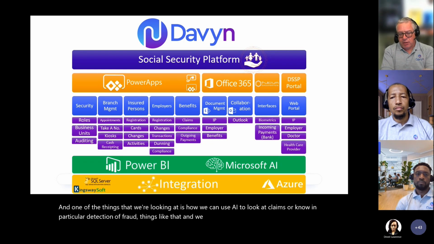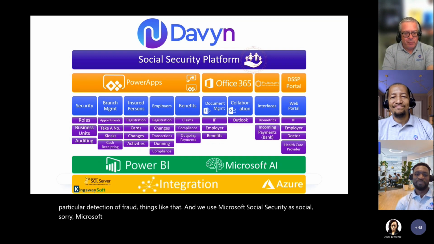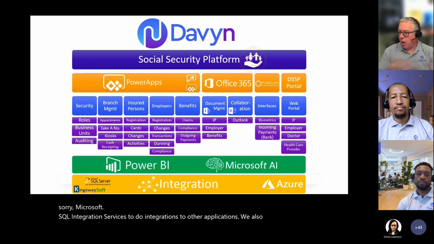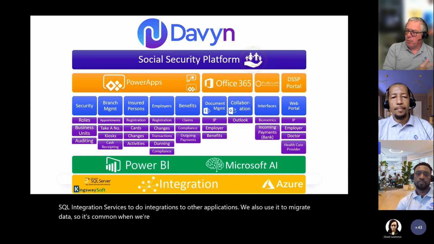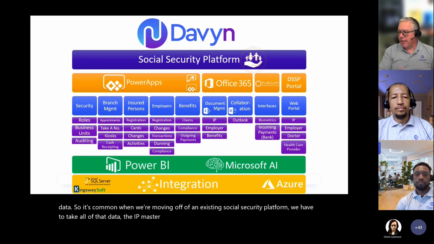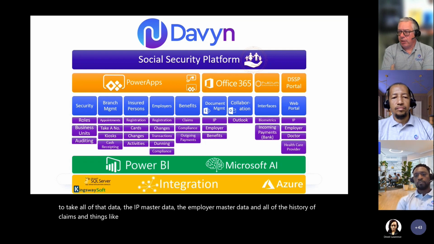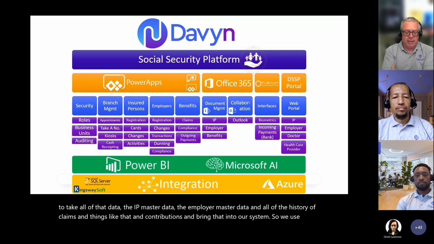And we use Microsoft SQL Server Integration Services to do integrations to other applications. We also use it to migrate data. So it's common when we're moving off of an existing Social Security platform, we have to take all of that data, the IP master data, the employer master data, and all of the history of claims and things like that and contributions, and bring that into our system. So we use Microsoft SSIS to do that.